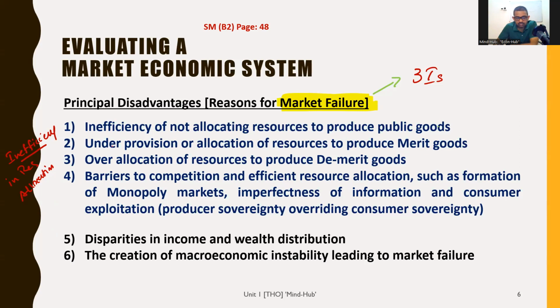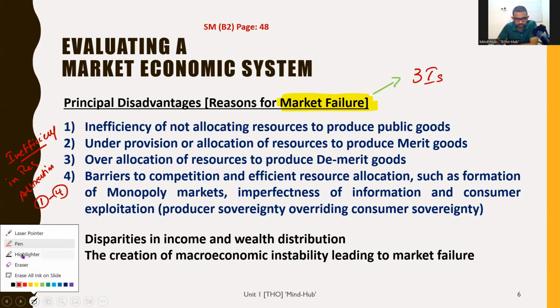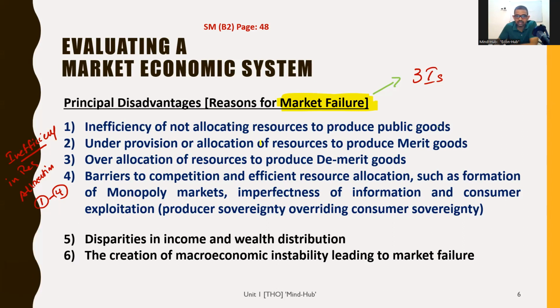But the inefficiency in resource allocation, first I is inefficiency. Under inefficiency, there are four things. Yes? So, basically, points 1 to 4 given here are inefficiency in resource allocation. First, we had the public goods not being produced, then merit goods being underproduced, then demerit goods being overproduced. Very simple to remember. Public, merit, demerit. Public not produced, limitation. Market failure.